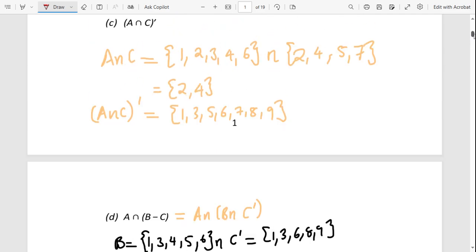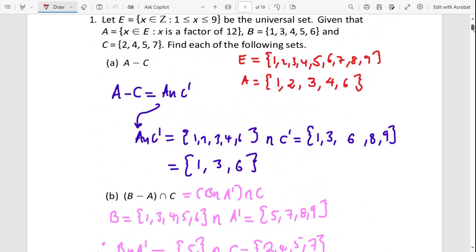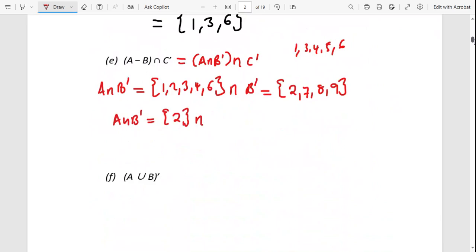The set C is 2, 4, 5, 7. So simply remove 2, 4, 5, 7. 1, 3. We'll remove 4 and 5. We have 6. We'll remove 7. We have got 8 and 9. So this is the set C complement: 1, 3, 6, 8, 9. Let me write it properly.